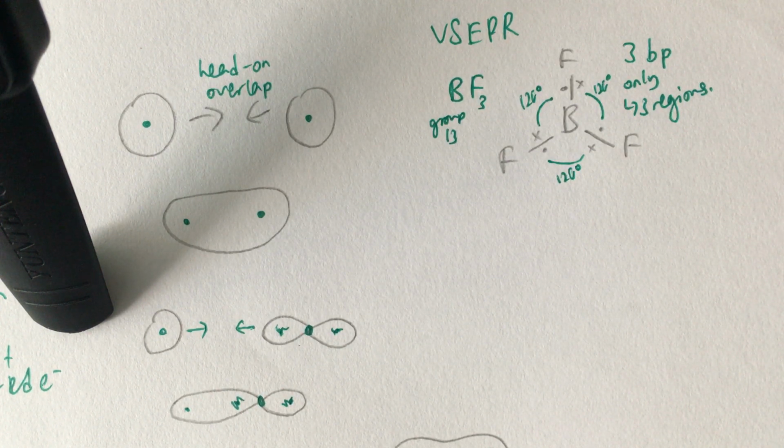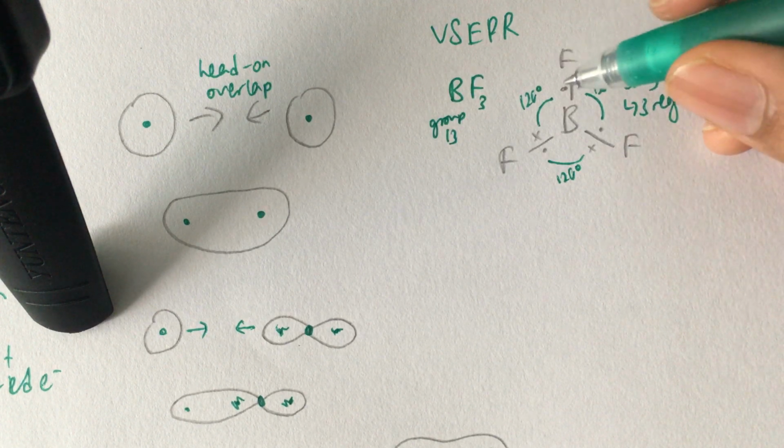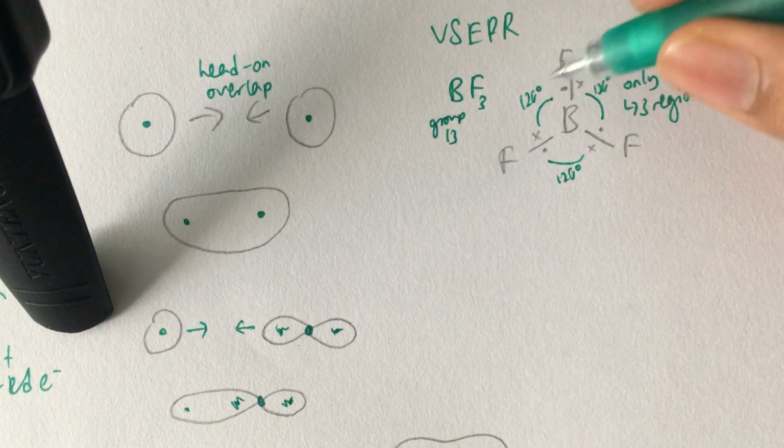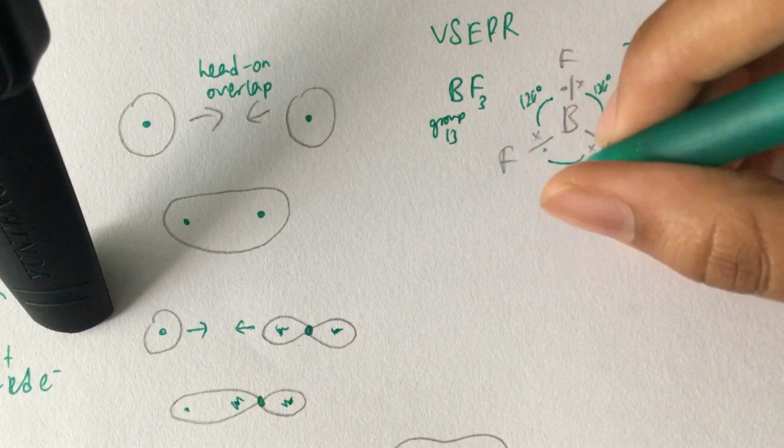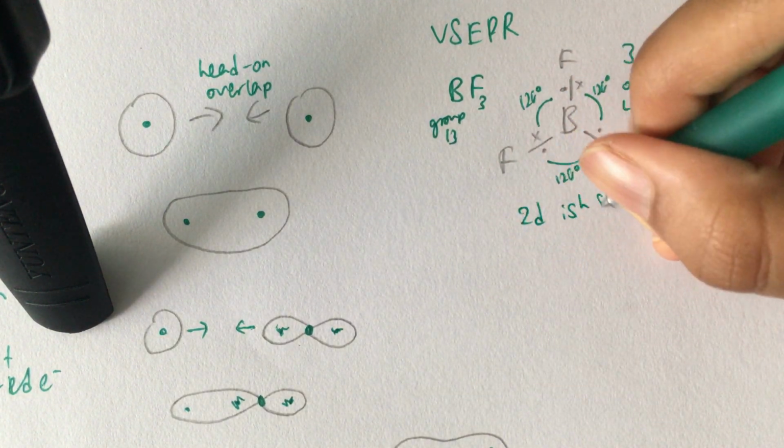Since they're all bond pairs, they repel each other equally, and you get a nice shape. Imagine a circle cut into 3 equal pieces, like a pie chart. That's the shape you get here. It's called trigonal planar because it's all in the same plane. This is all single bonding, so there are no weird plane changes here.